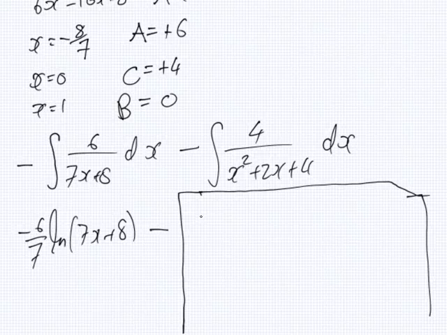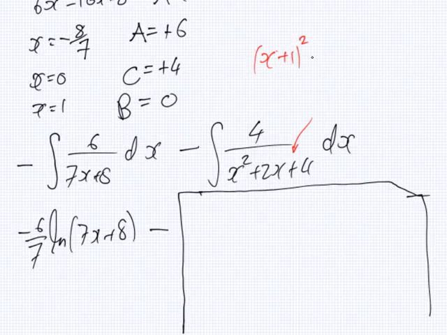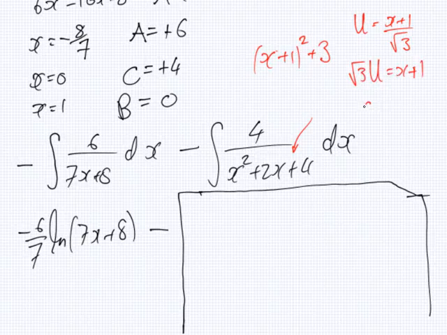Let u equal... Well, we'll have to complete the square first. So we should change this into (x plus 1) squared plus 3. So that means we should let u equal x plus 1 over root 3. So we should have root 3 u equals x plus 1. Also we can get du/dx equals 1 over root 3. So what does dx equal? It will equal root 3 du.